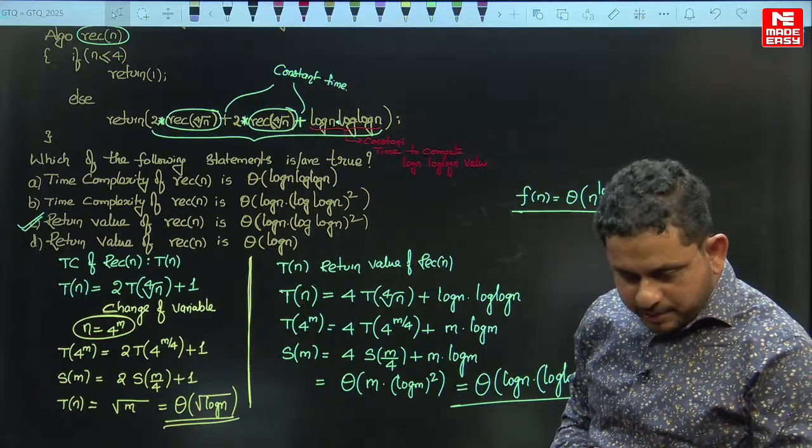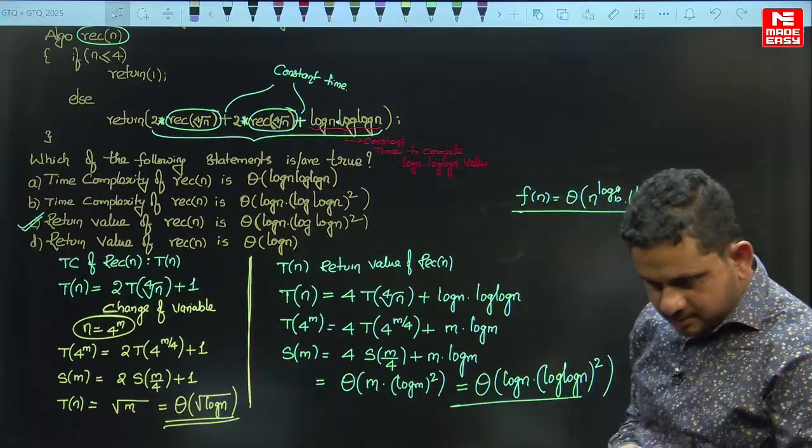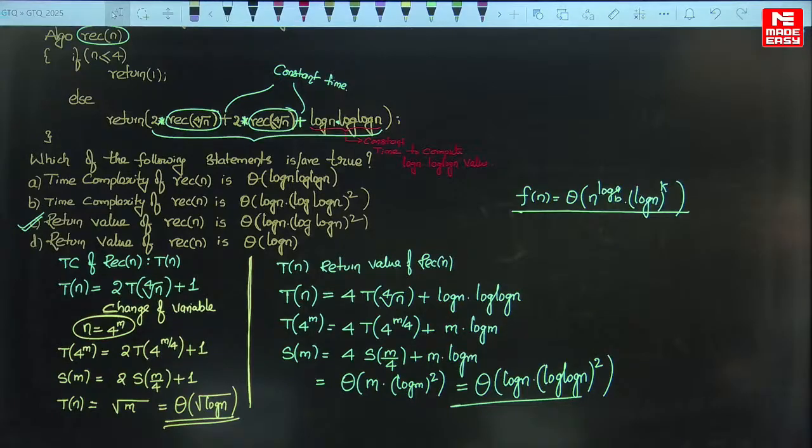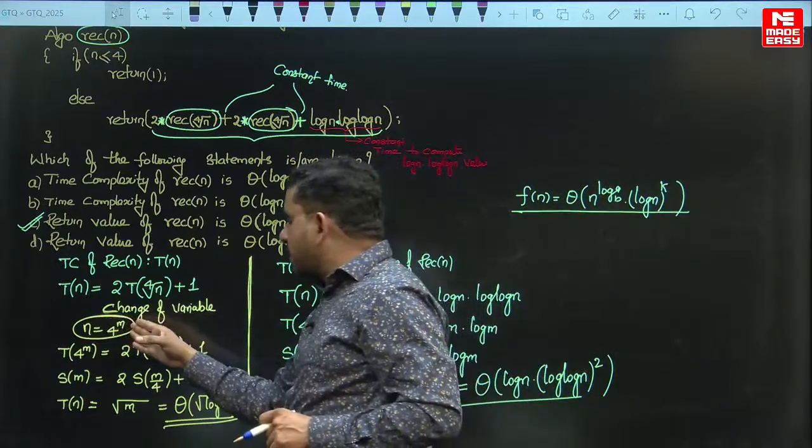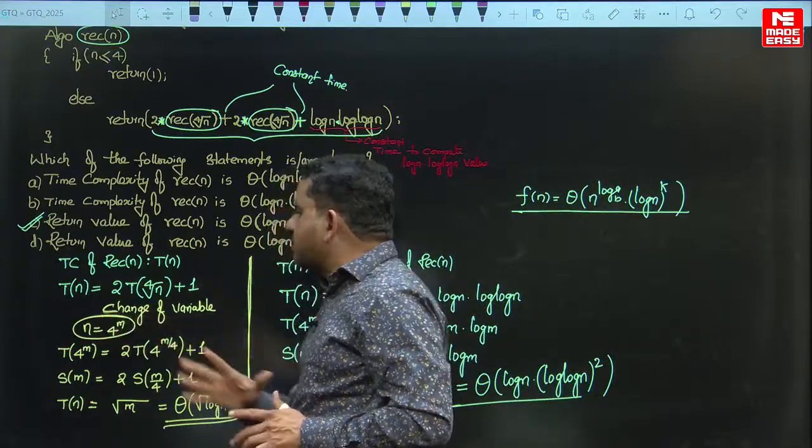Log n equal to 2m. So n equal to 4 power m means m is log n base 4.